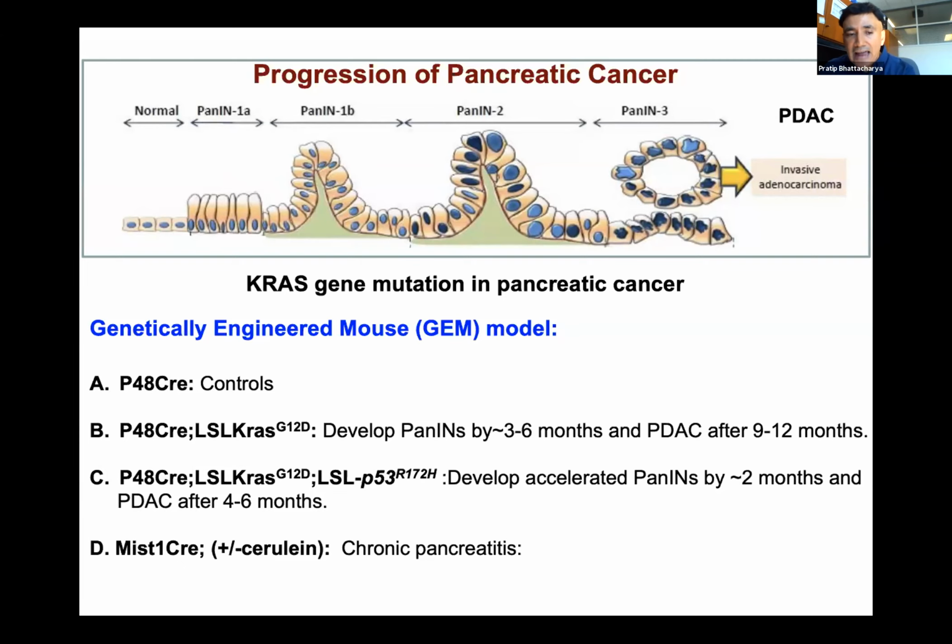So when she has that, I thought it's a great opportunity to use this metabolic imaging. Can we find any metabolic marker? Can we image these mice at an early stage? So next slide, please.